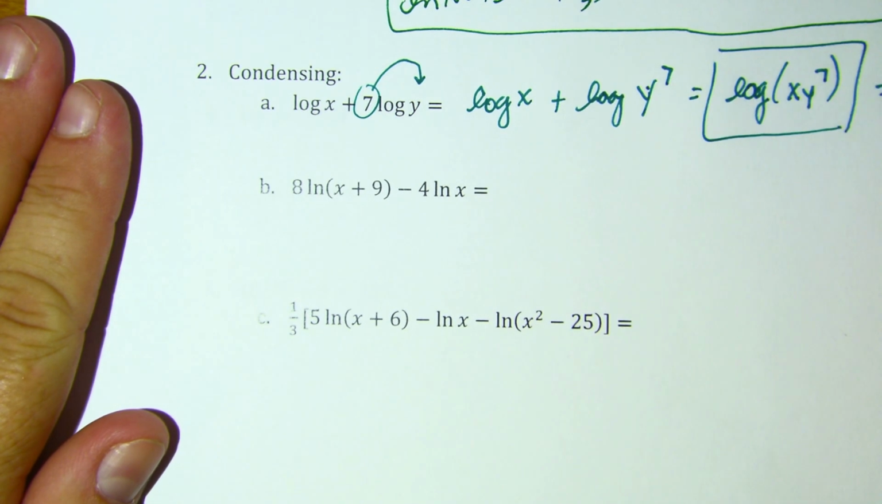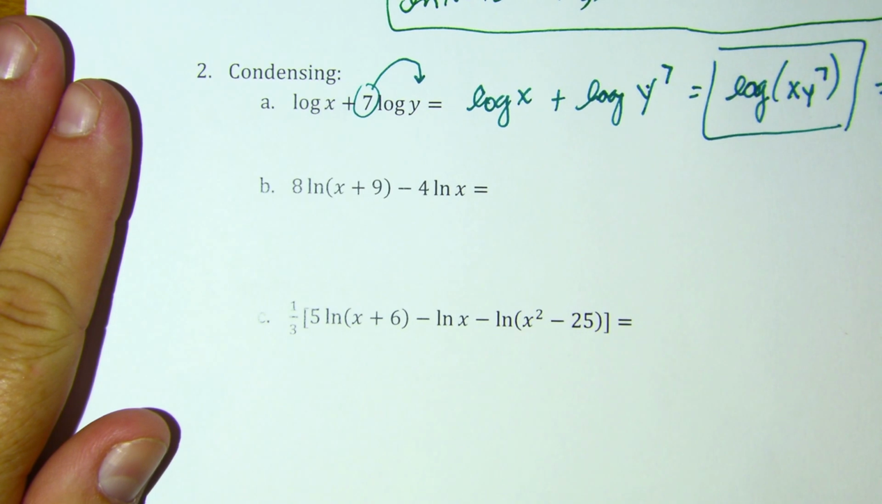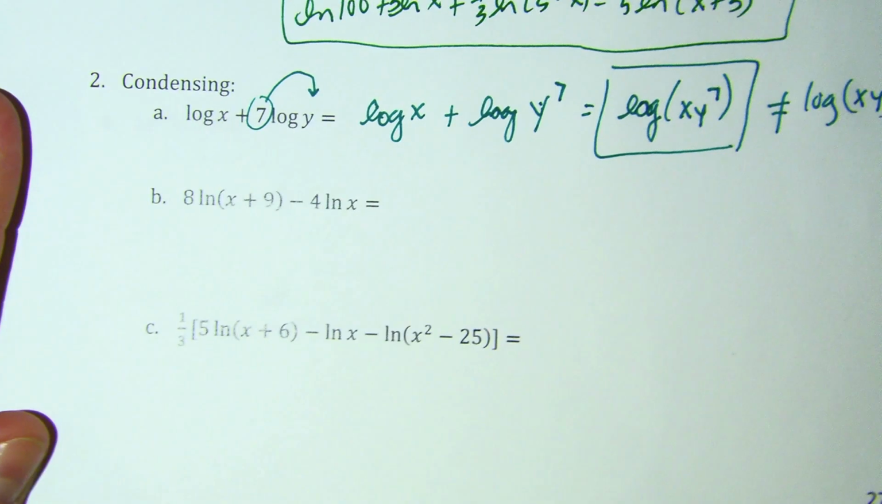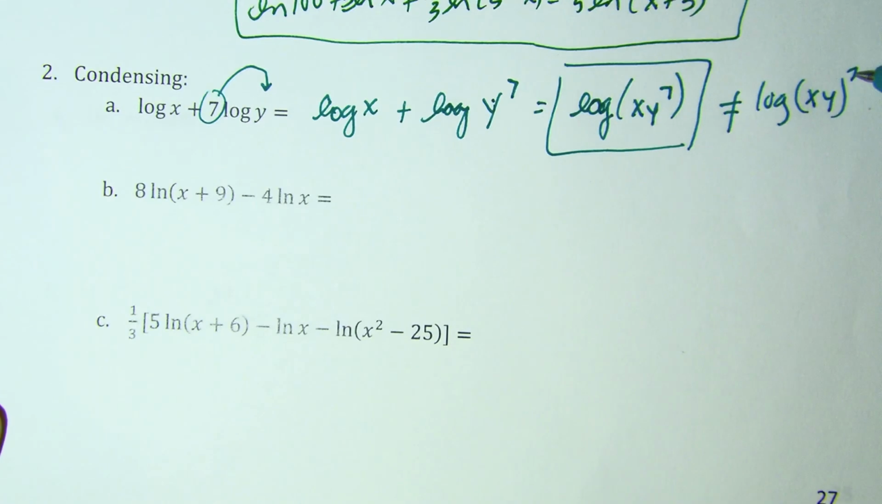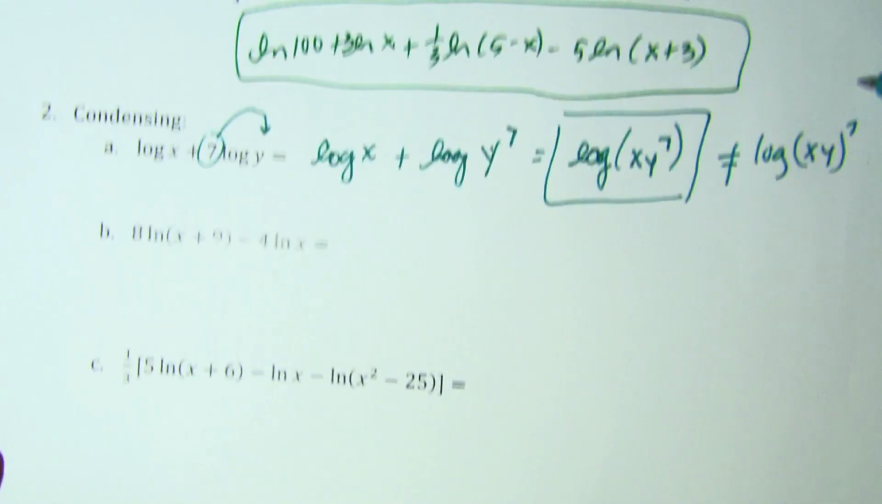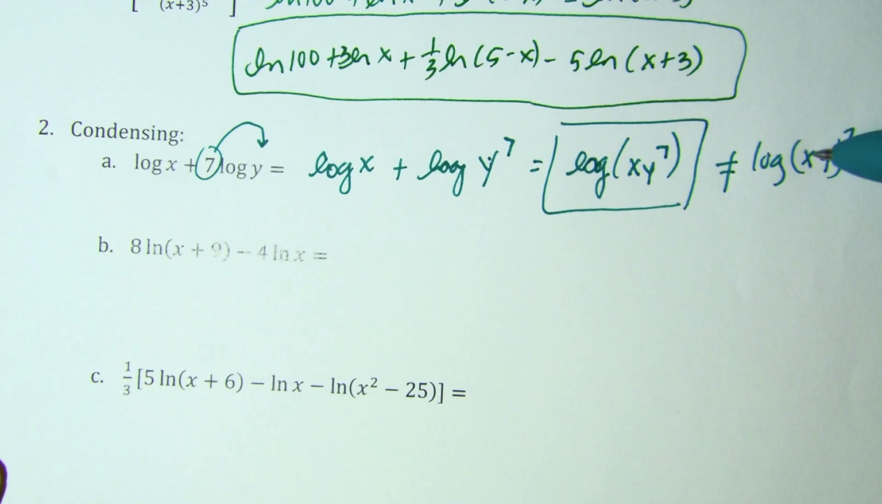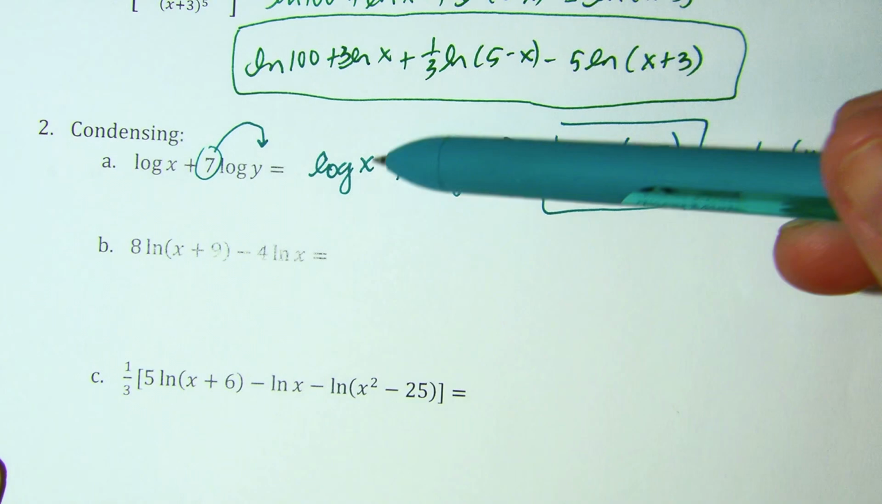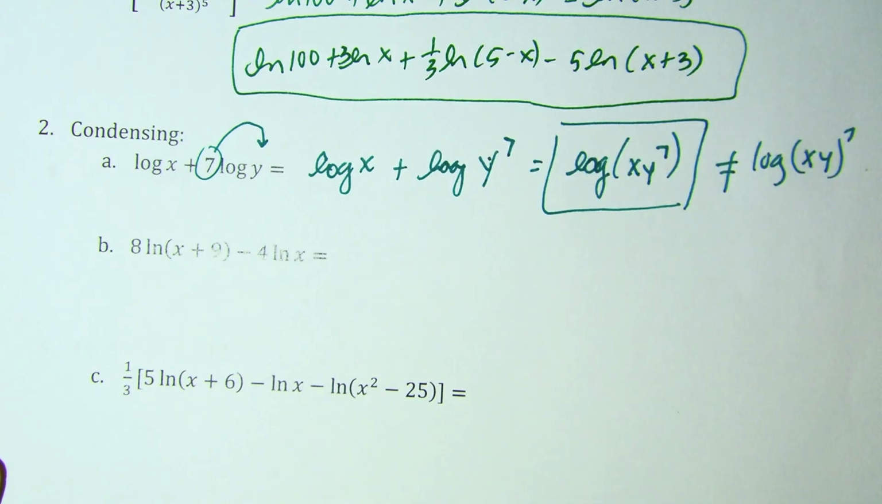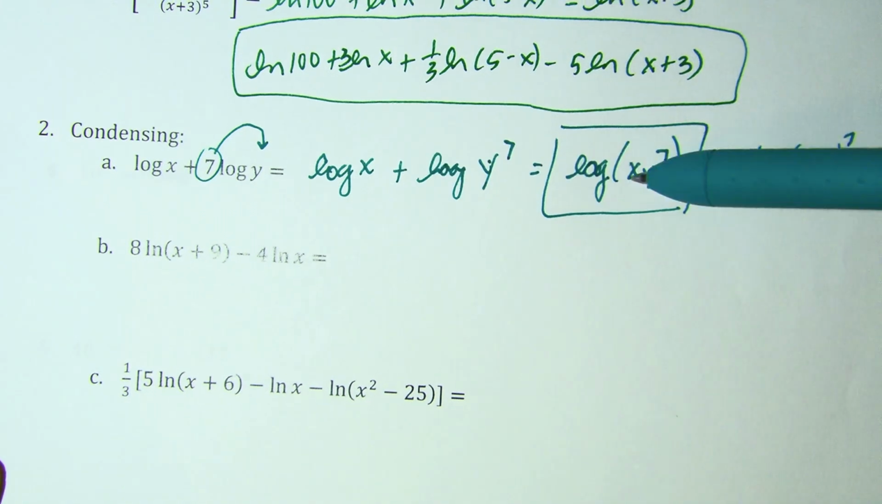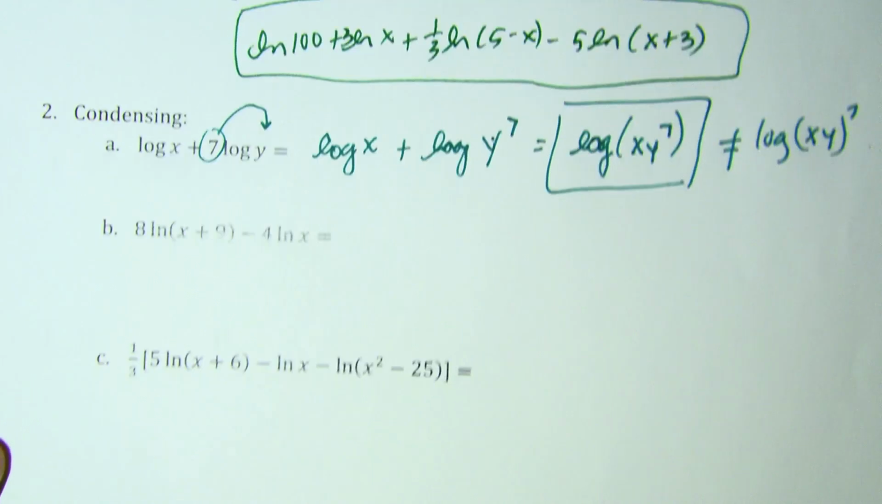Now remember, if I had written this as log of x, y, and then the 7 out here, that's not the same thing, because in this case, I would have the 7 being applied to both the x and the y, but it shouldn't be. There's no 7 power on the x. So make sure that you don't write it like this. It should just be like that.